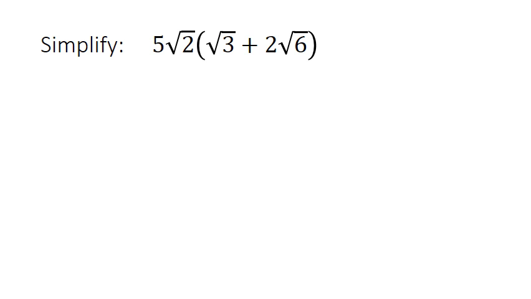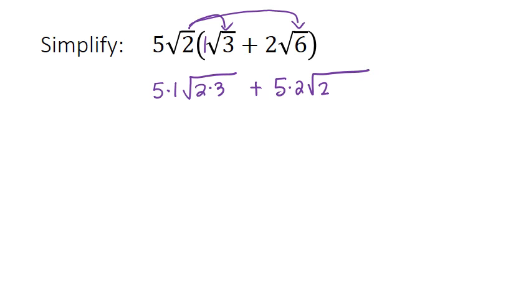To multiply radicals, we distribute the radical on the outside to the radicals on the inside. You must multiply like things. So 5 gets multiplied by the 1 that's the coefficient. Since there isn't one, we know that it's a 1. So we have 5 times 1 times 2 times 3. The other radical becomes 5 times 2 times 2 times 6.